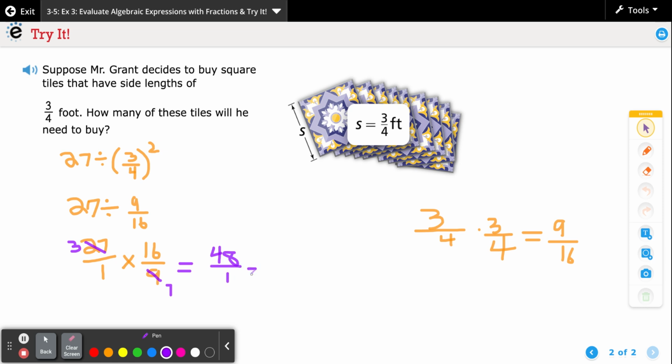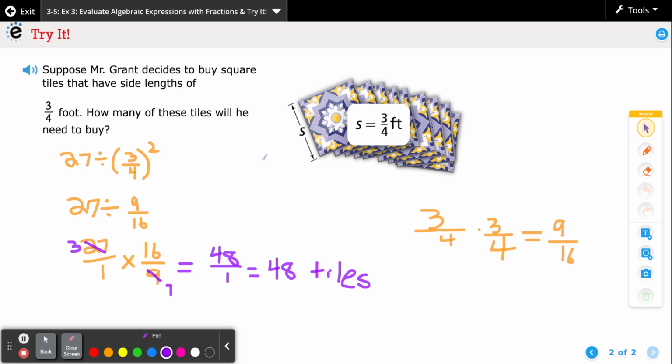So at this size tile, Mr. Grant would only need 48 tiles. So again, it's an if, right? Because the variable means if each side length is 3/4 of a foot, then he would need 48 tiles to cover the 27 square feet.